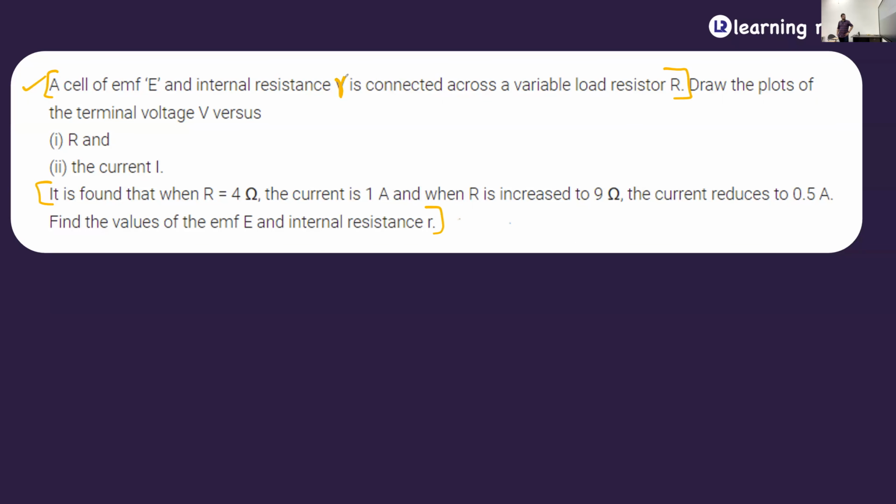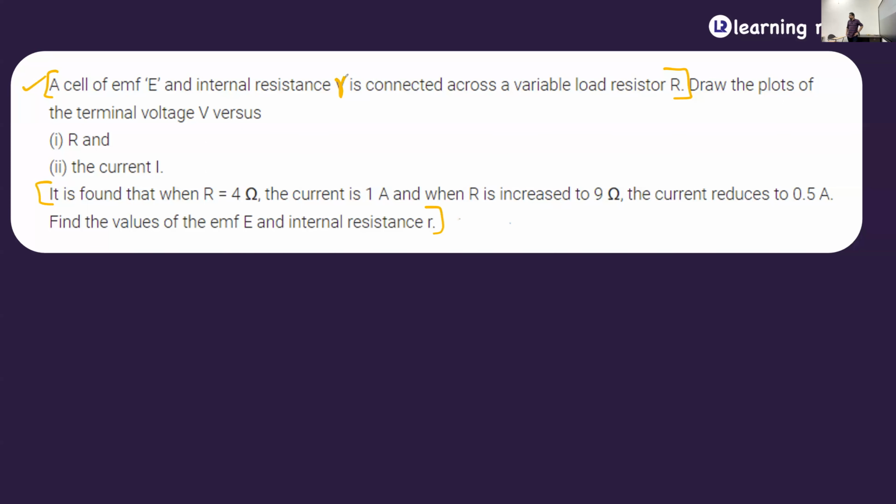E is not a variable. Where is E variable? Only capital R is variable. They said variable resistance. So when the value of capital R is changed, what is happening is the current is getting changed. So who is affecting the current? It is only capital R.